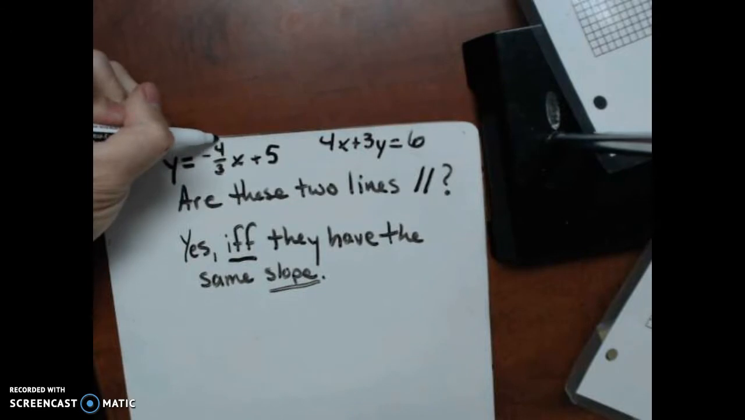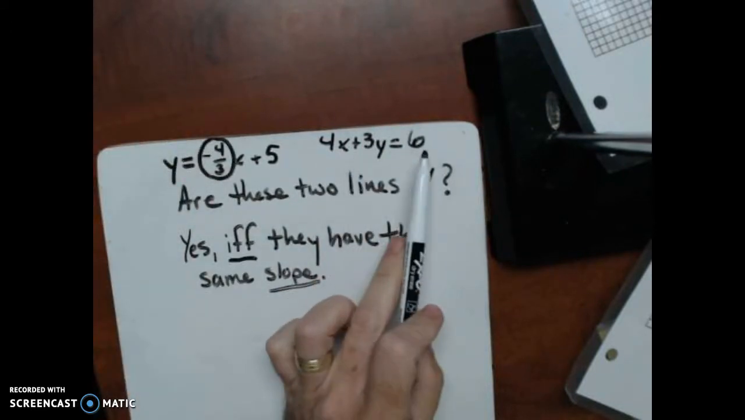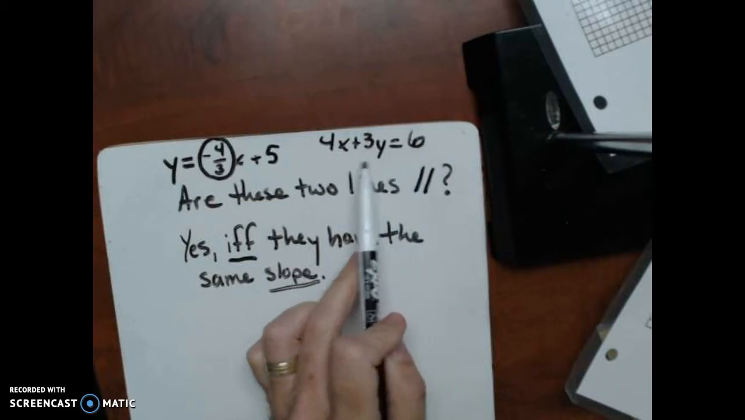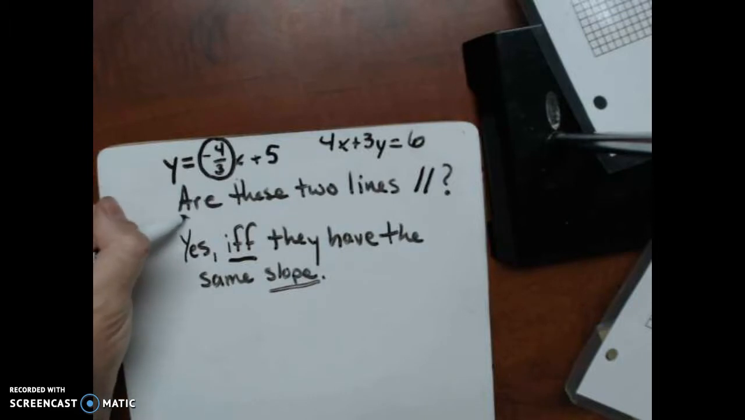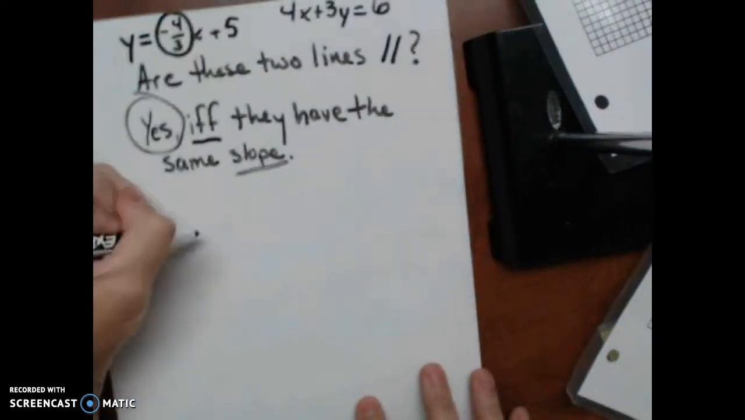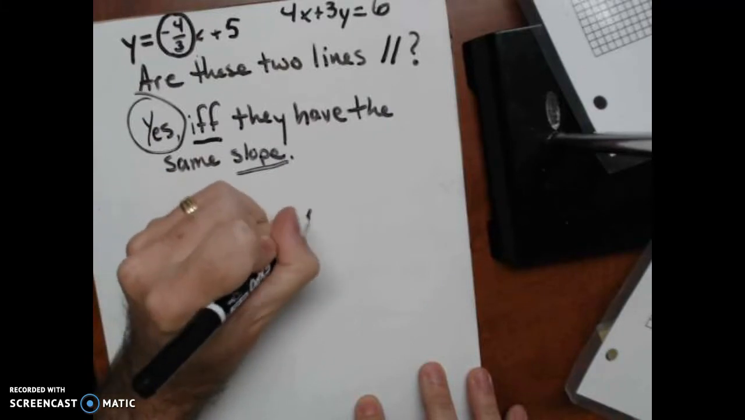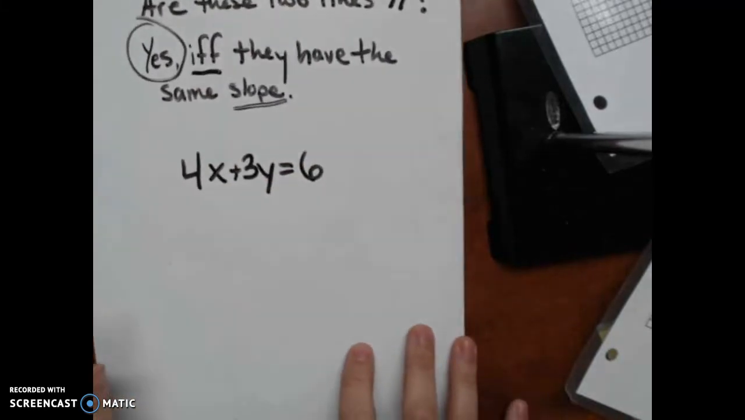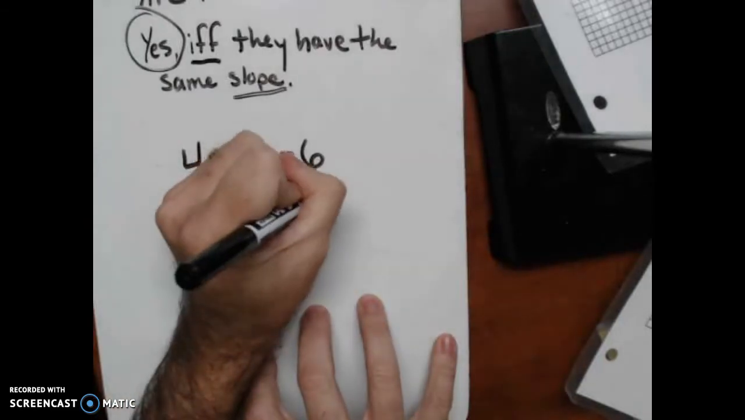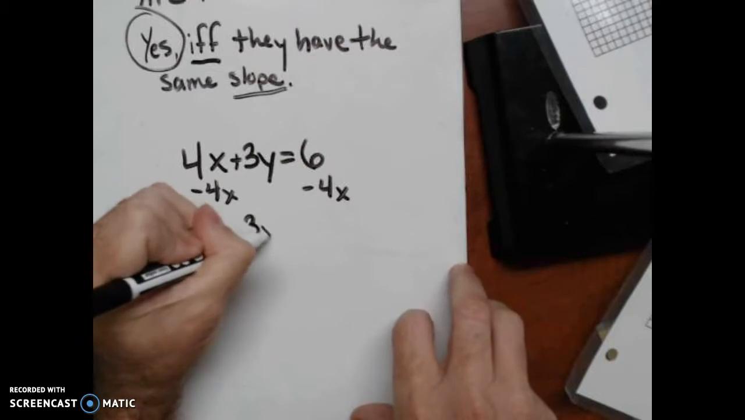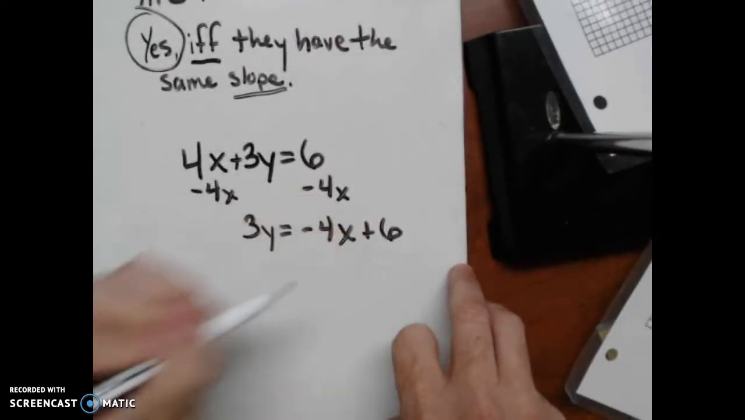So this one, here's the slope already. If we change this other equation into mx plus b form and we get negative 4/3 out in the front, then the answer is yes. So let's check on that. 4x plus 3y equals 6. We've got to isolate that y all by itself. So I'm going to move this over here first. 3y equals negative 4x plus 6.